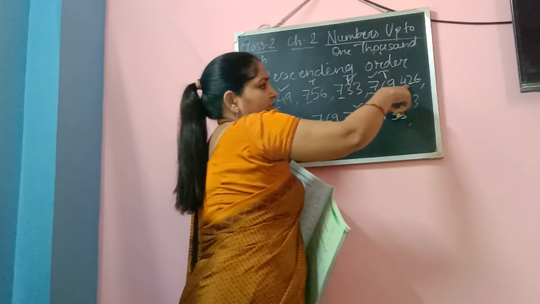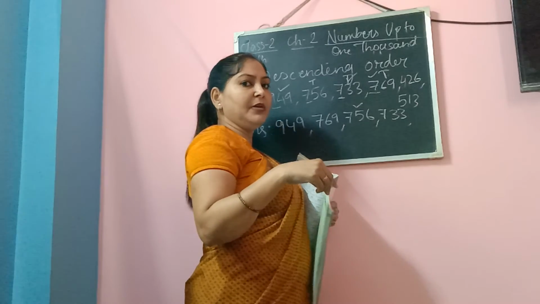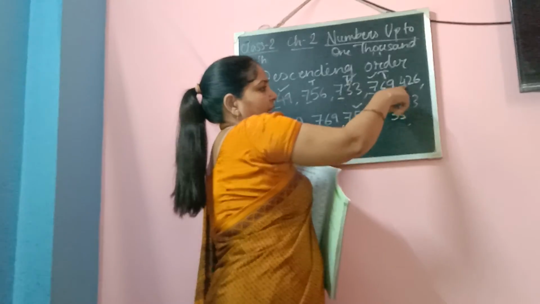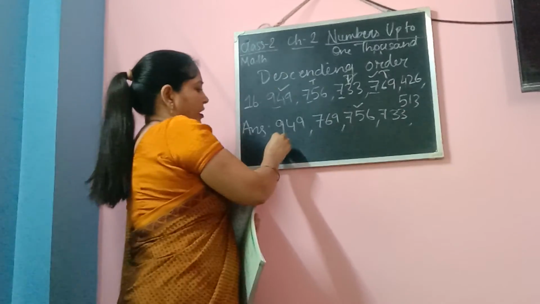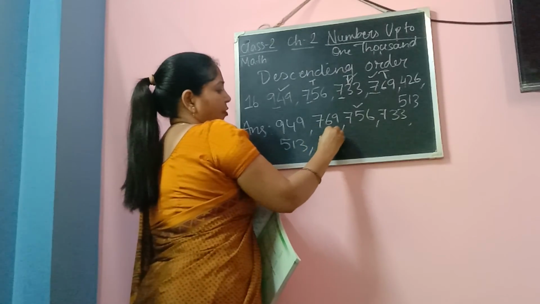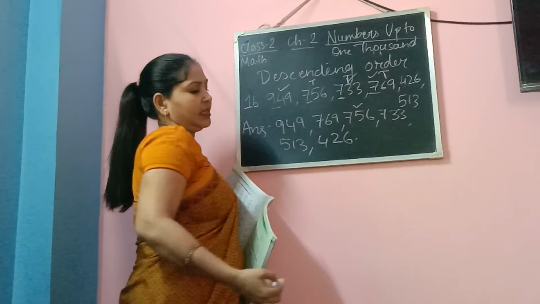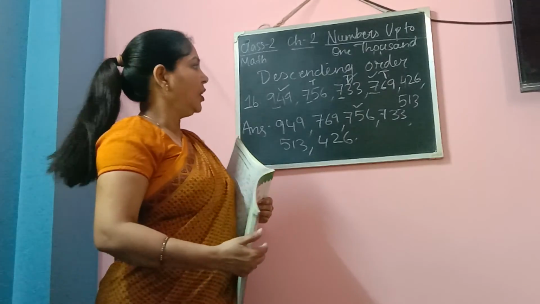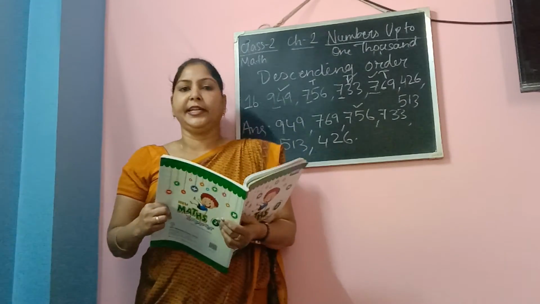Now we are left with these two numbers. Out of these two numbers, which one is greater? 5 is bigger than 4. So we will write 513 and the smallest number is 426. Okay. So this is your descending order.